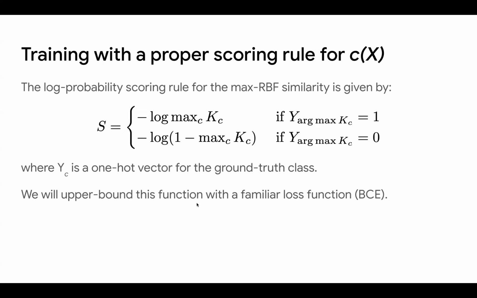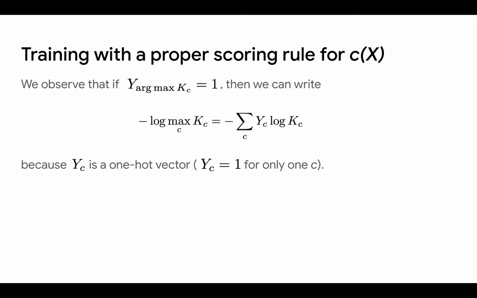The aim here is to upper bound this minimization objective with a familiar loss function, binary cross entropy. So we make a series of observations here.